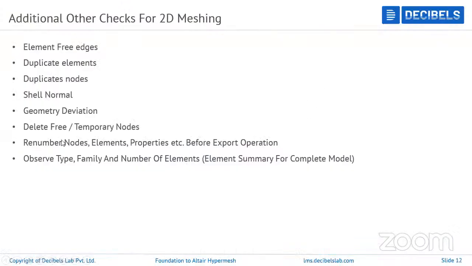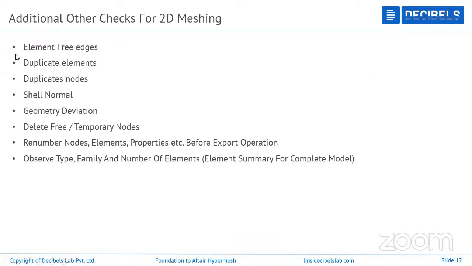So next, these are the additional quality checks. They shouldn't carry any duplicate elements. Why? Because if you keep any duplicate elements, it will add extra weightage to the component. If there is more weight, obviously there will be less stress and we will deviate from the deformation plots.